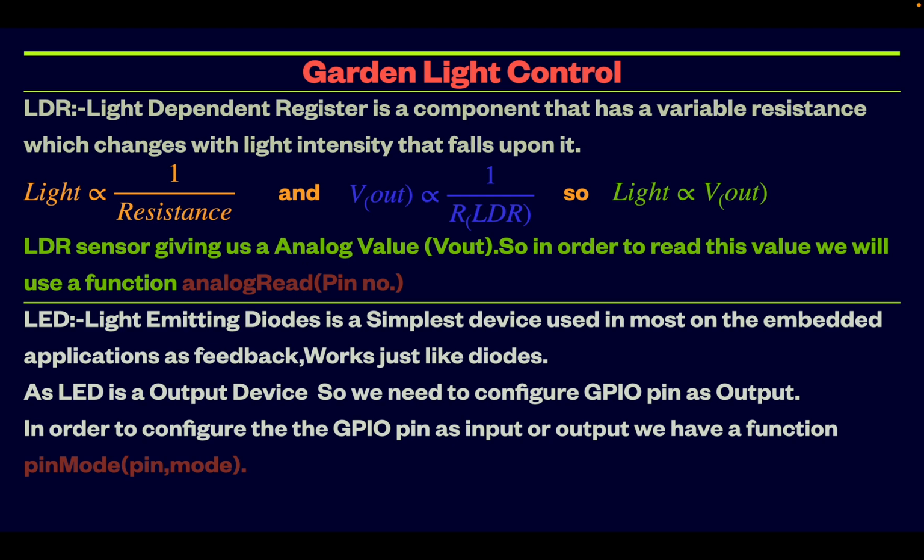LED, we all know, is a light emitting diode. It is a simple device we mostly use in embedded systems to see the output, or to see whether some function is working or not. As LED is an output device, we need to configure the GPIO pin as output. So we will configure our GPIO pins, that is general purpose input output pins, as output pins. In order to configure it, we will use a function, that is pinMode, pin comma mode. It is the syntax.